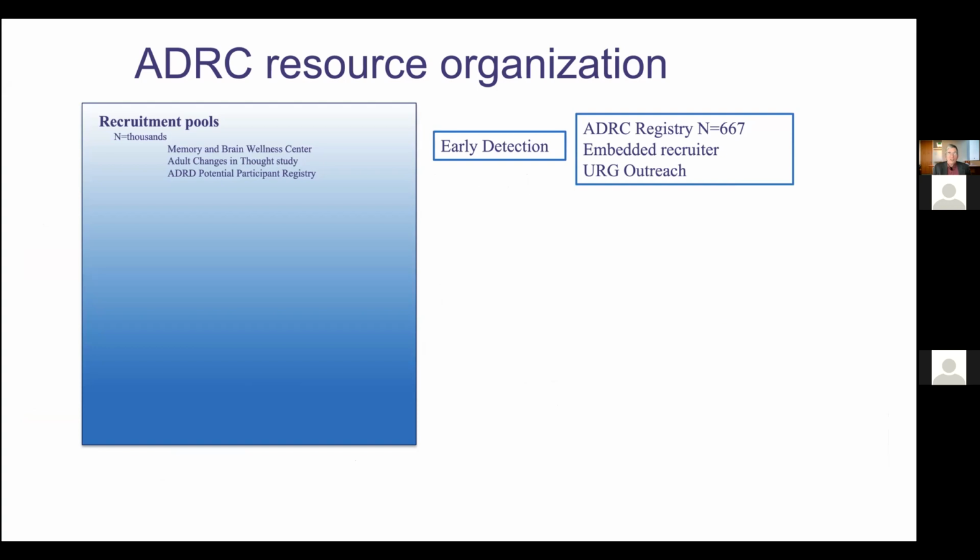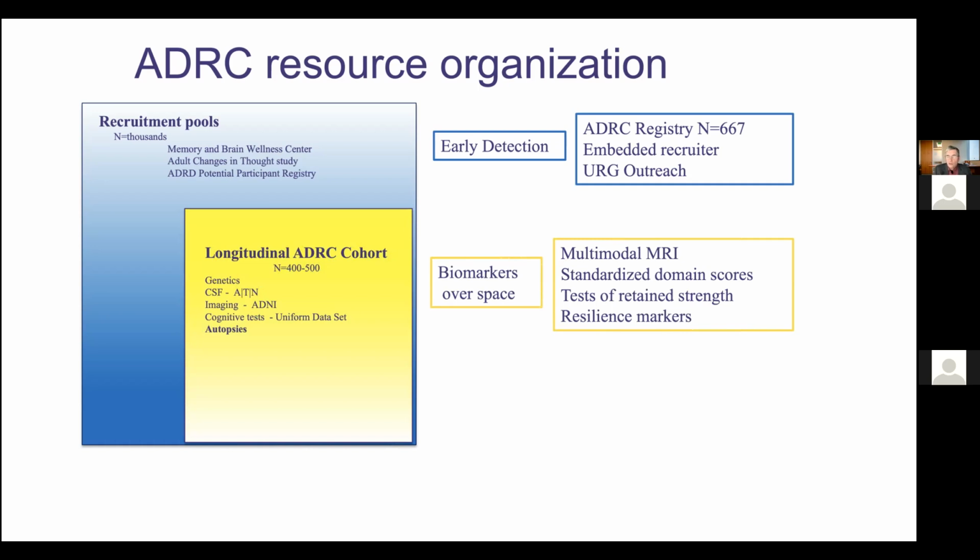Our resources to support this work are organized in shells of progressively deeper characterization of patients. We are pulling our participants from recruitment pools that have thousands of potential participants, especially the Memory and Brain Wellness Center clinic at Harborview, where the theme is early detection, and we have a full-time embedded recruiter and a resulting registry of people who are ready to participate in research that's pretty close to 700 individuals at this time. From those recruitment tools, we put together a longitudinal observational cohort that's about 400 individuals. It's a little lower than that right now, but we're building it up to 400 and aspire to 500.